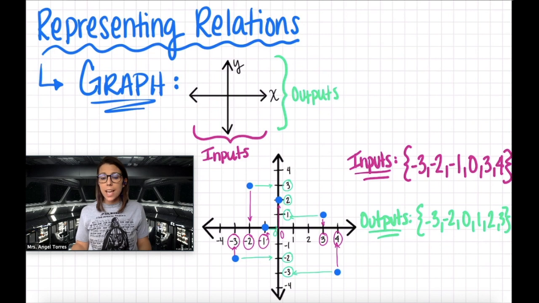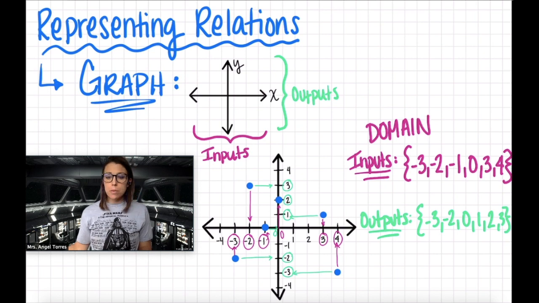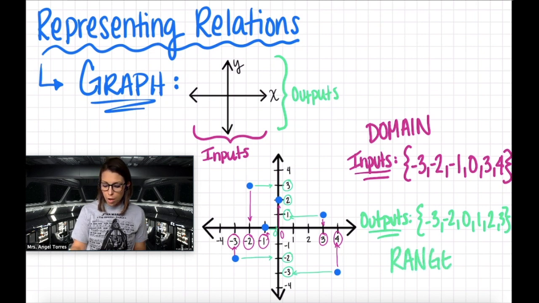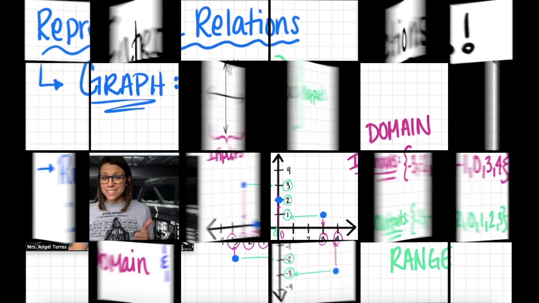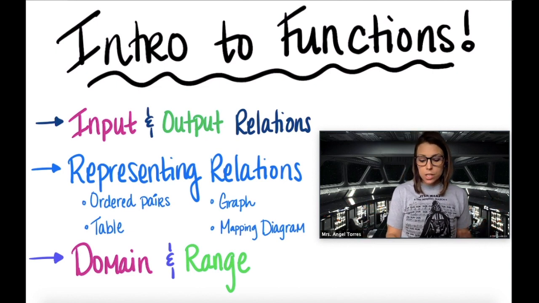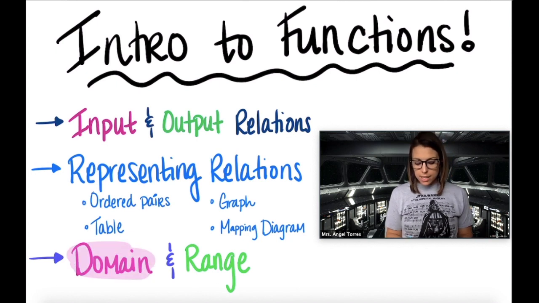Here's our graph, and once again, that work is already done. The domain of this relation were the inputs, -3, -2, -1, 0, 3, and 4. And the range of this relation were the outputs, -3, -2, 0, 1, 2, and 3. Done. So just to recap, a relation is how each input is matched or related to a specific output. And whenever you are asked to identify the domain and range, just remember the domain is simply your set of inputs, and the range is simply your set of outputs.